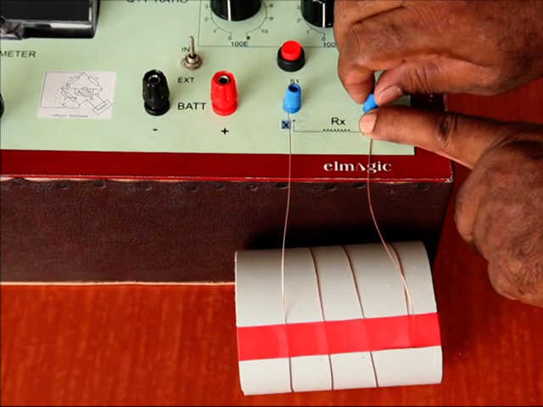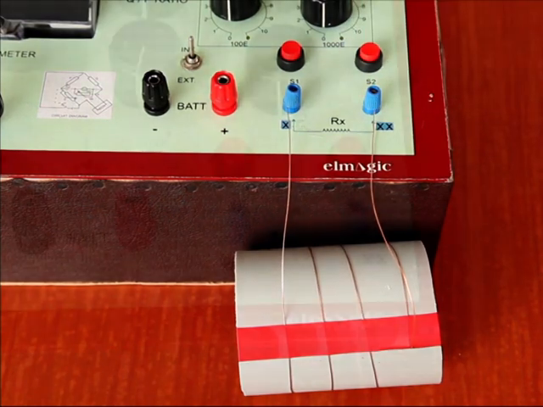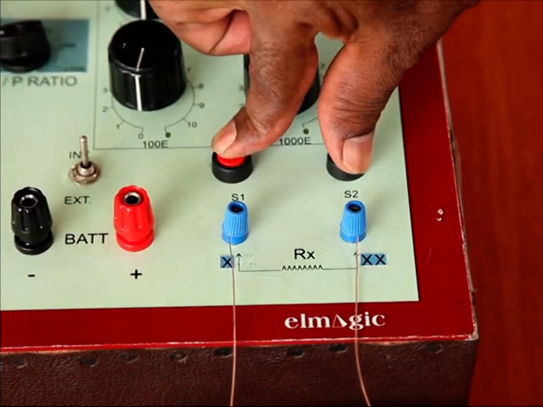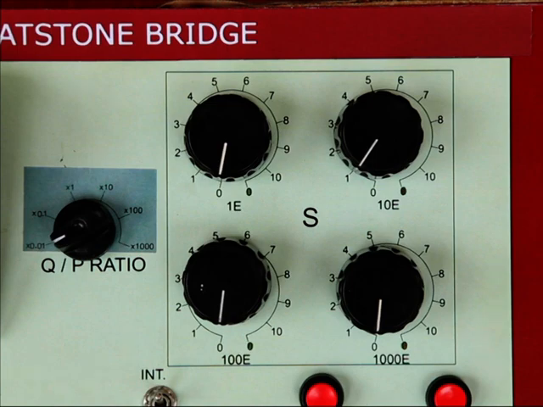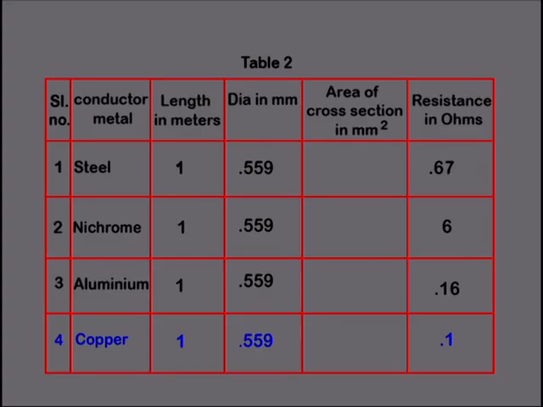Connect the Wheatstone bridge terminals to the copper wire. Measure the resistance of the copper wire. Enter the value in Table 2.